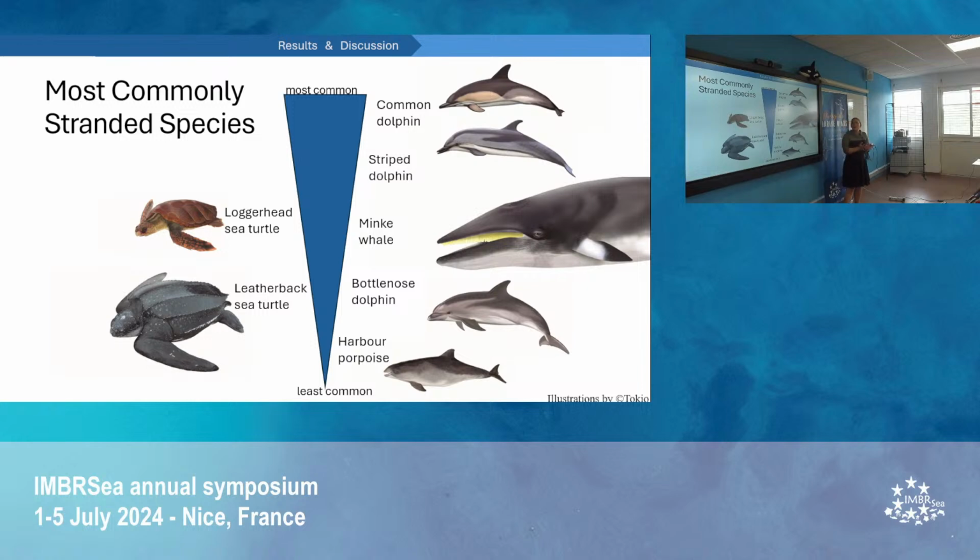So for our most common species that we're seeing stranded along the coast of Portugal, and some important details about them. Our most common species for cetaceans is our common dolphin. These are generally a coastal species. And then followed by our striped dolphin, our minke whale, our bottlenose dolphin, and our harbor porpoise, which are all pelagic species. Then we have, for sea turtles, our loggerhead sea turtle stranding more than our leatherback sea turtle.